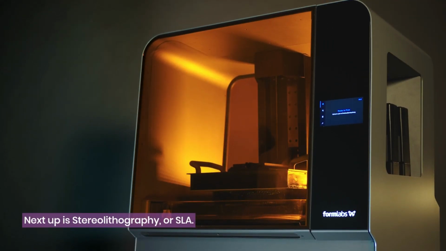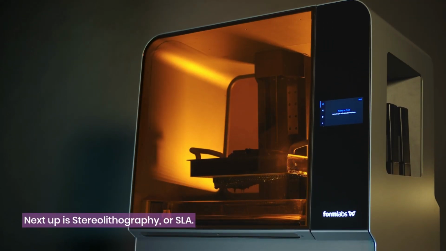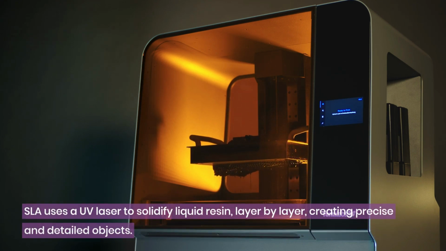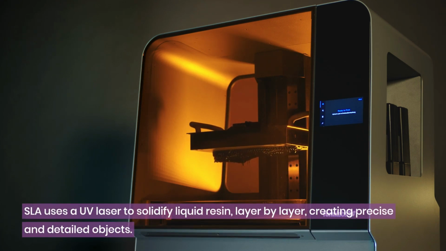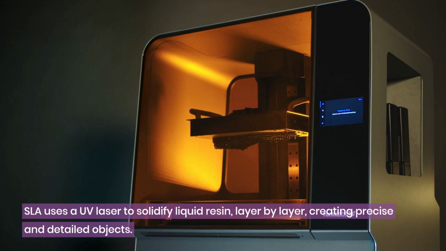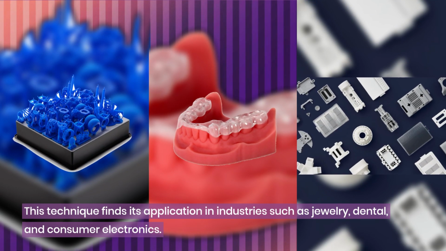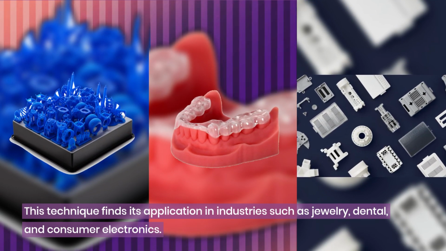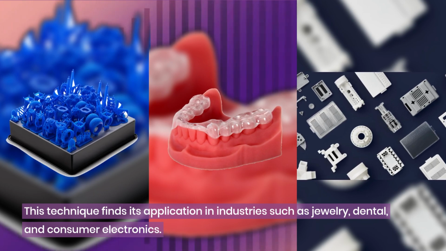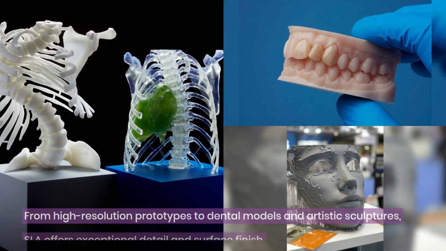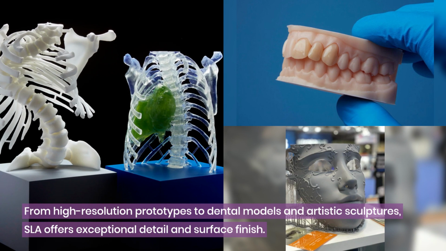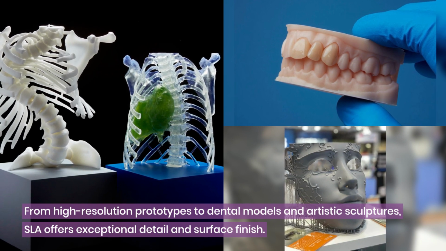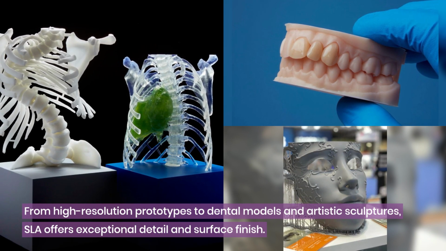Next up is stereolithography, or SLA. SLA uses a UV laser to solidify liquid resin, layer by layer, creating precise and detailed objects. This technique finds its application in industries such as jewelry, dental, and consumer electronics. From high-resolution prototypes to dental models and artistic sculptures, SLA offers exceptional detail and surface finish.